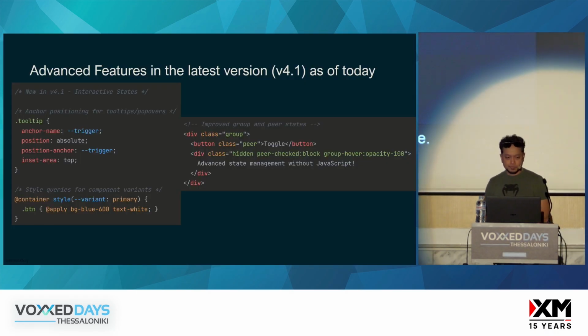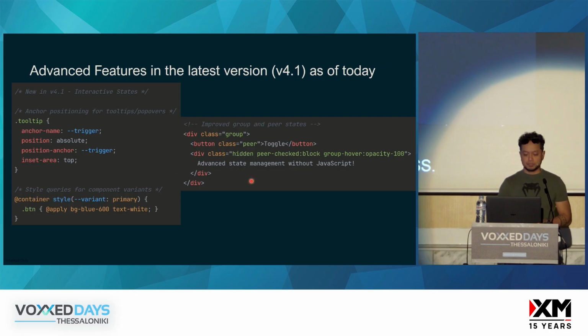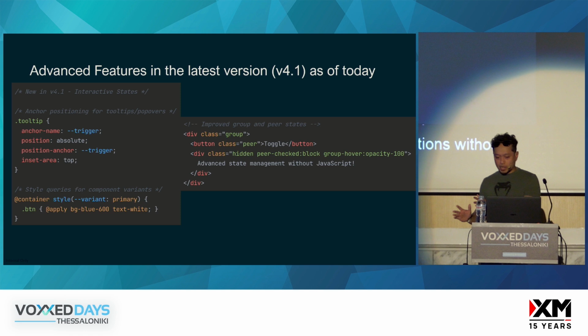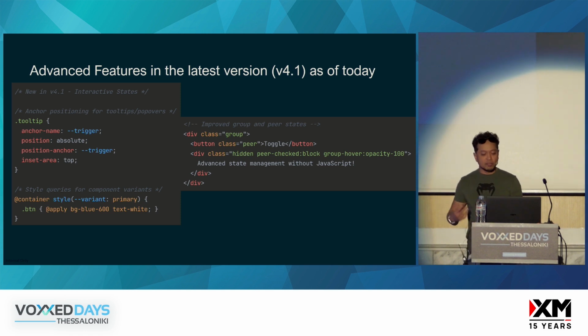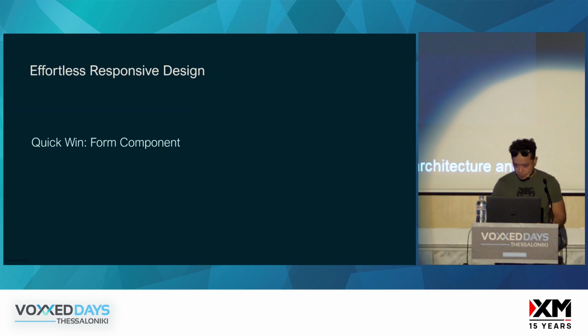Okay, so advanced features in the latest version 4 as of today. Version 4.1 brings cutting-edge CSS features that eliminate JavaScript for many interactions. Anchor positioning lets you create tooltips and popovers with pure CSS. Style queries enable component variants based on custom properties. The improved group and peer states handle complex interactions without a single line of JavaScript. This isn't just about reducing bundle size, it's about simplifying your architecture and improving performance.